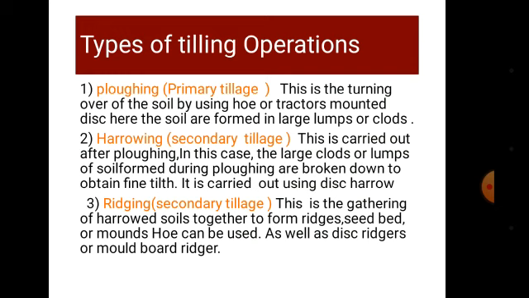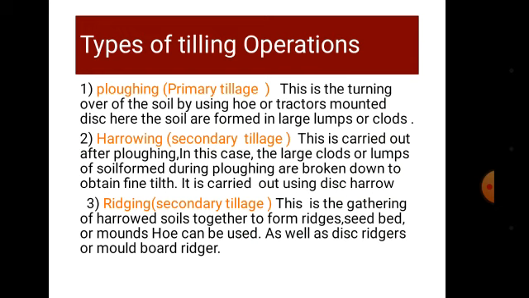We have different methods by which we can till the soil, which can be carried out by plowing, which we call the primary tillage, harrowing, which is a secondary tillage, and ridging, which is also a secondary tillage. Coming to them one after the other, we define plowing. This is the turning over of the soil by using a hoe or tractor-mounted disc or board plow. In this case, large lumps or clods of soil are formed.